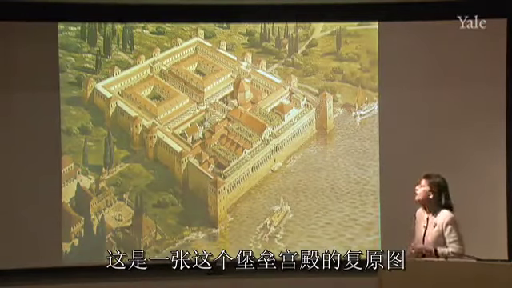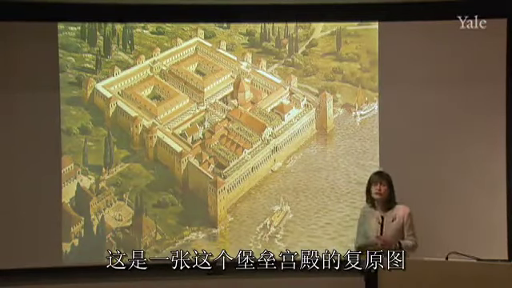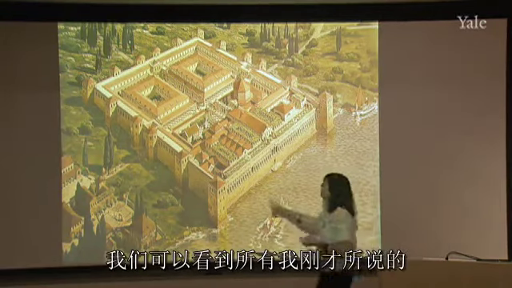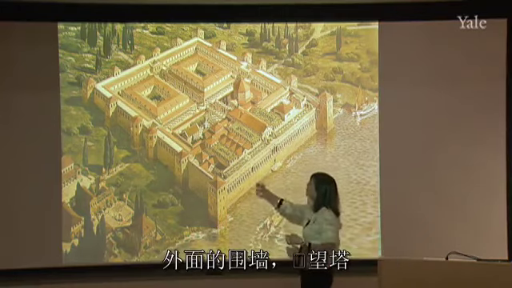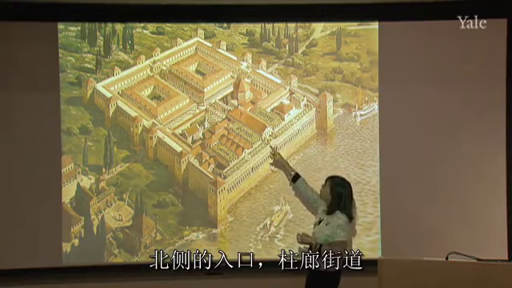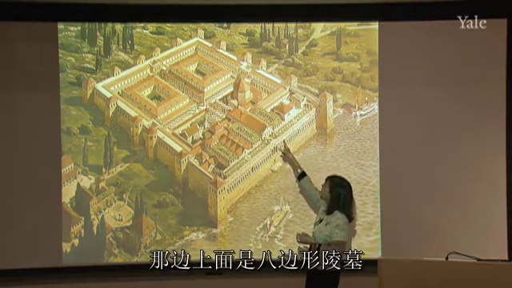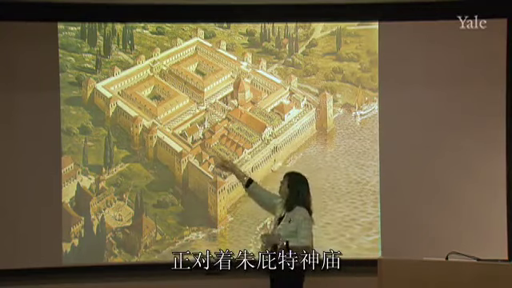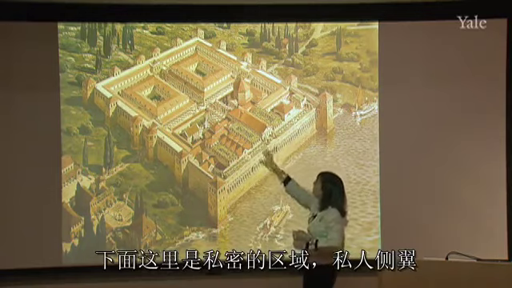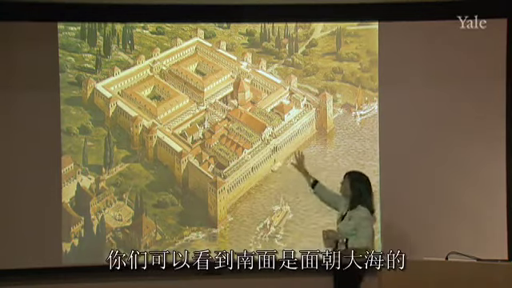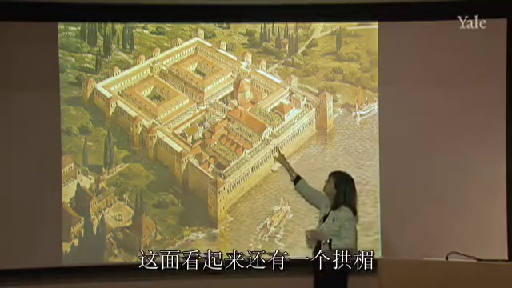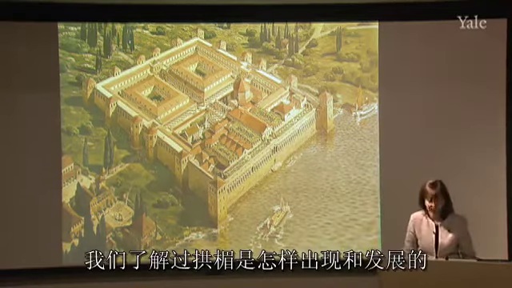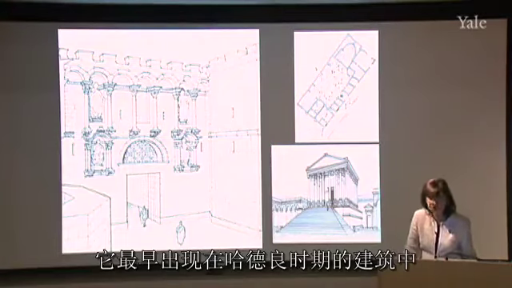This is a restored view of what this fortress palace would have looked like when it was built in the 4th century. We see it here, all of the things I've already described, the outer walls, the watchtowers, the entranceway on the north, the colonnaded streets. You can see the octagonal tomb rising up over there across from the Temple of Jupiter. And then down here, the private area, the private wing. And you can see how the southern side faces the sea. And there seems to have been an arcuated lintel on that side. We've seen that that's grown in influence and importance since it was first used in the time of Hadrian.